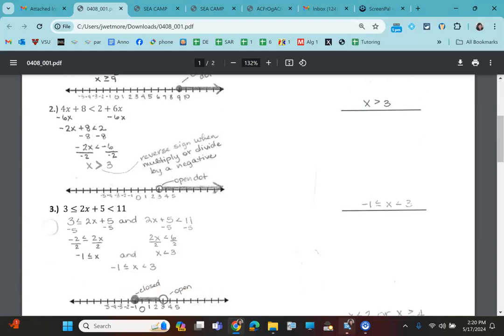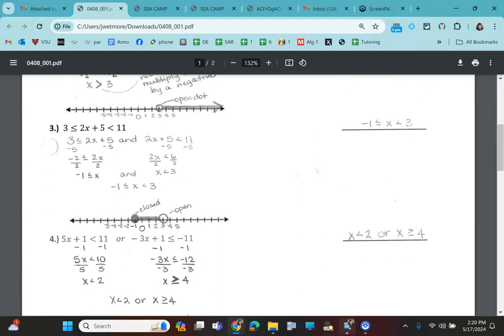Now, for a combined inequality, that's literally just 2 problems combined into one. So you can see this is an and statement. This is 3 is less than or equal to 2x plus 5, and at the same time, 2x plus 5 is less than 11. So I can break that into 2 separate pieces so that I have 2 smaller inequalities to work with. So let's work with the 3 is less than or equal to 2x plus 5 first.